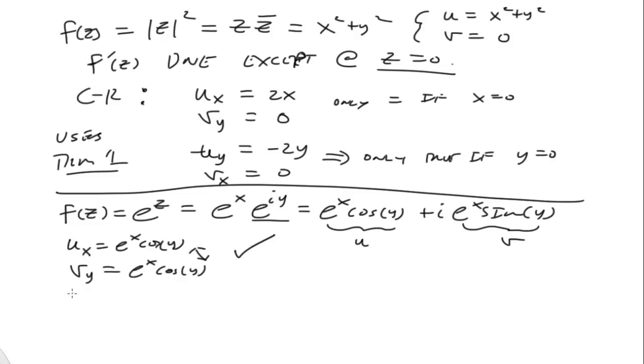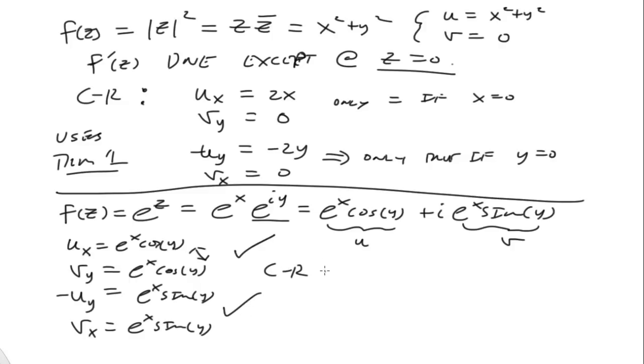And then we have also negative uy is equal to, let's look at uy. That's going to be equal to e to the x sine y. And then I want to look at vx, which is going to be e to the x sine y. And of course, those two are equal. So the Cauchy-Riemann equations hold, and they are all continuous functions for every x and y. It implies that f prime of z exists.